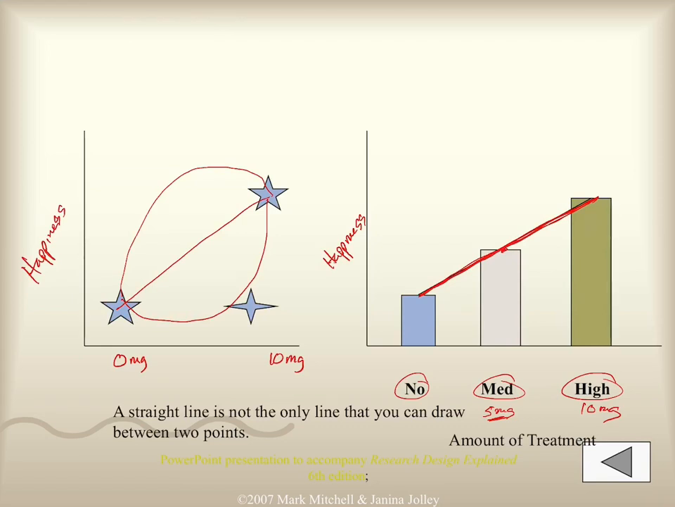However, maybe we do our experiment, and when we test the 5 milligram group, we find actually that the 5 milligram group does almost as well as the 10 milligram group. In other words, what we might find here is we're actually wasting drug if we give them 10 milligrams. You might as well just give them 5 milligrams and get the same amount of treatment effect.